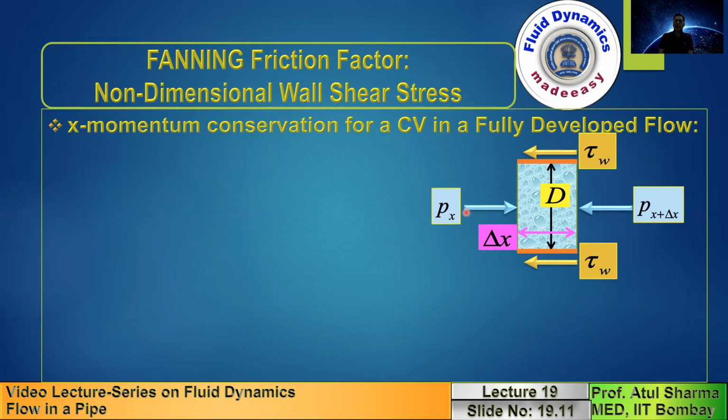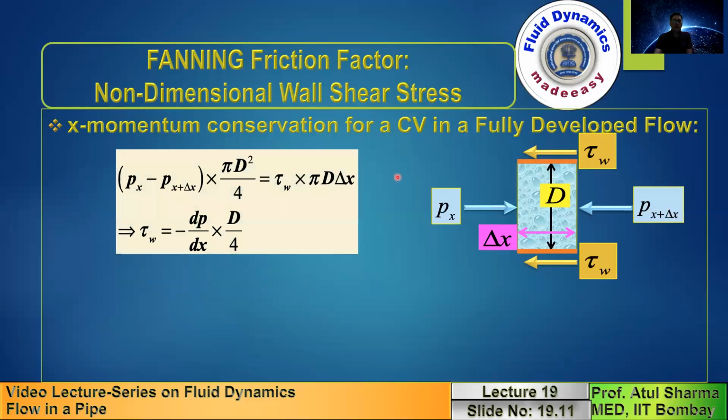If you do the balance of the forces acting in the x direction, the net pressure force acting in the positive x direction should be equal to the net viscous force acting in the negative x direction. So the net pressure force acting in the positive x direction is Px minus Px plus delta x into pi d square by 4, whereas the net shear force which is acting in the negative x direction is tau w into pi d delta x. So the pressure is acting on the cross-sectional area and the wall shear is acting on the circumference pi d delta x.